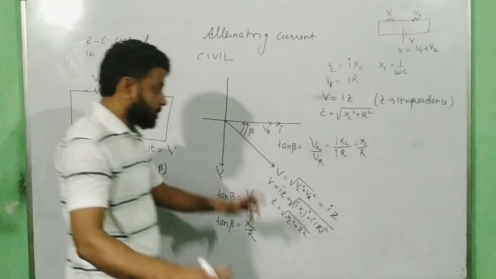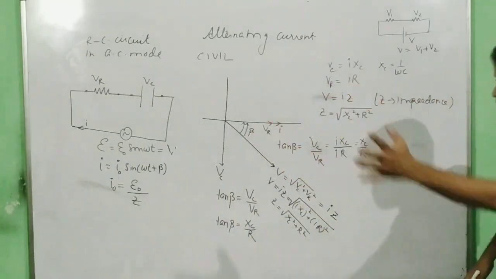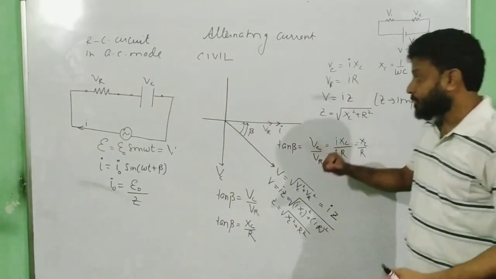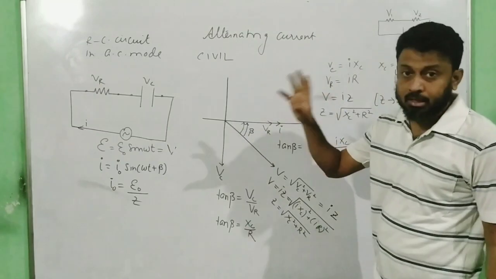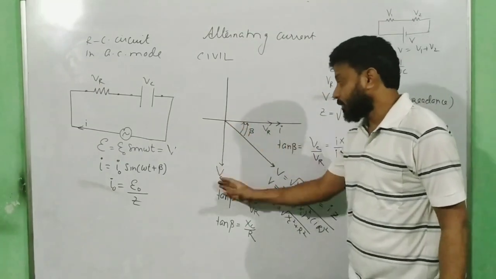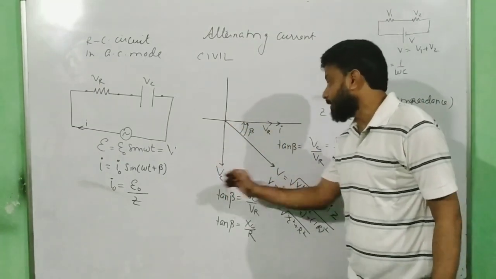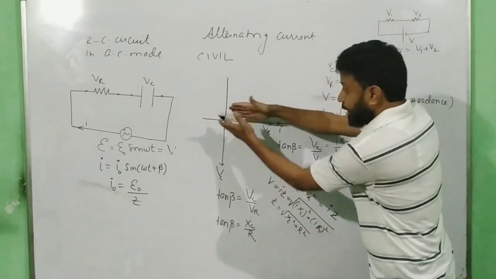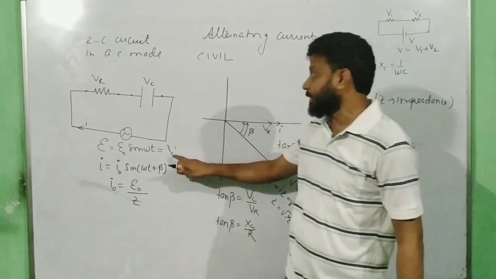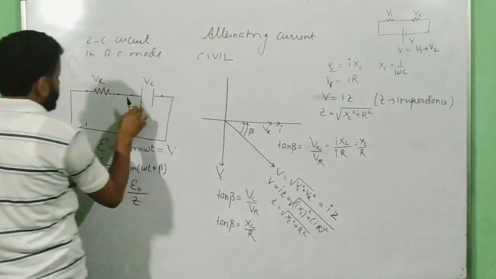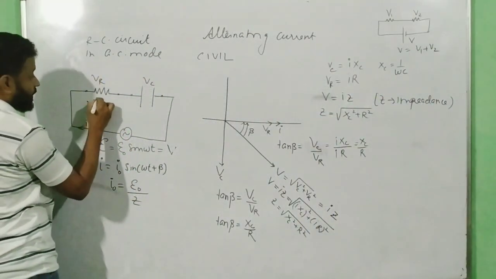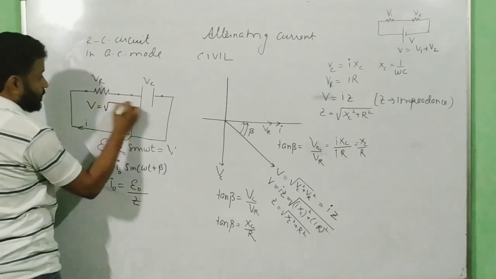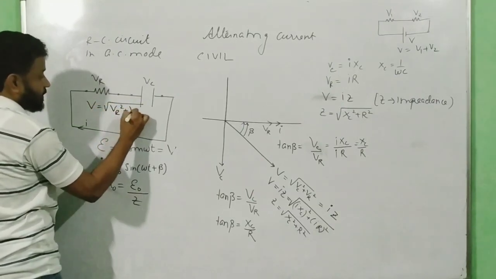Okay, so to sum up, this is almost done. To sum up, what we have found? We have found that resistance and current have to be in the same phase, and the potential across the capacitance must be lagging behind the current by pi by 2. So once we have got VR and VC, we have to find the resultant. The resultant V is not equal to VR plus VC, rather V is equal to root over of VR square plus VC square.